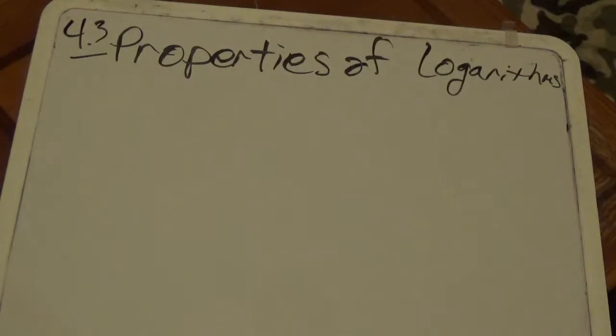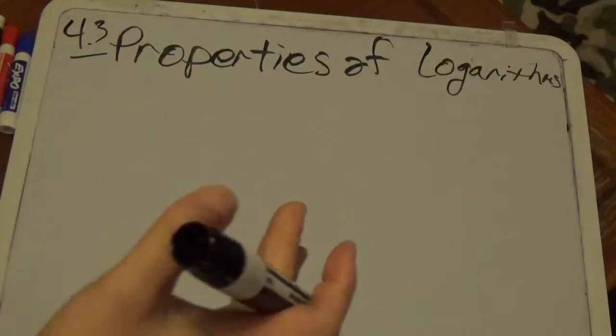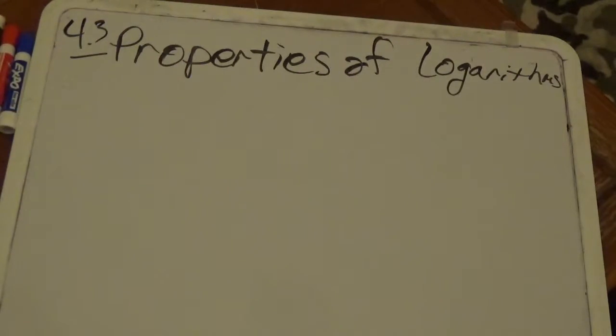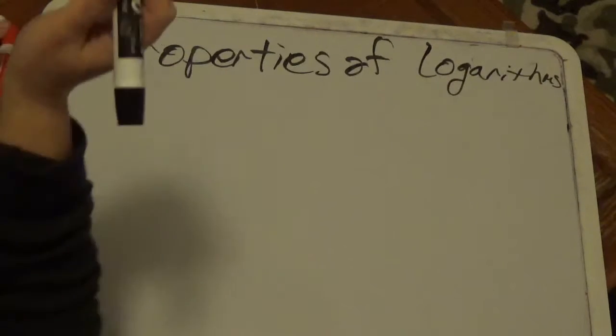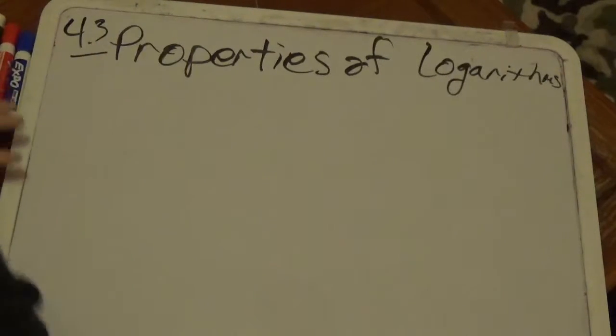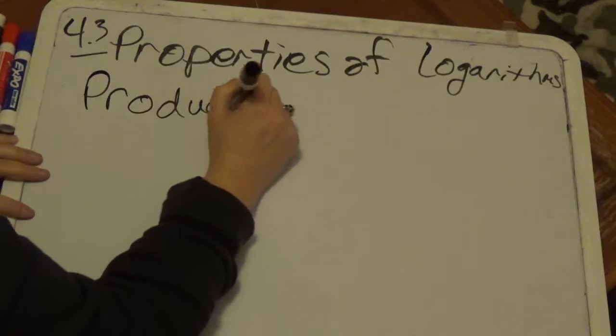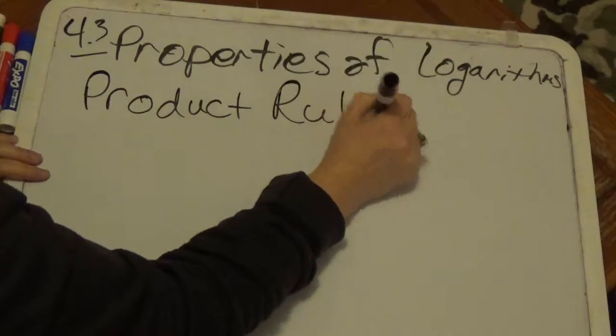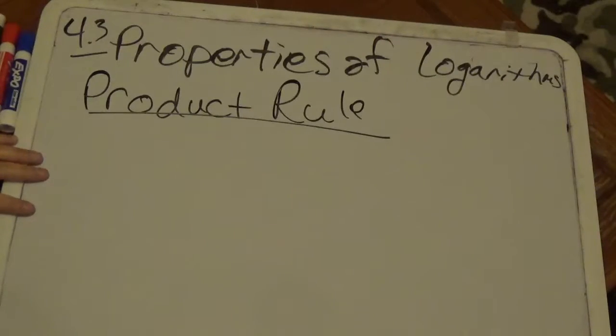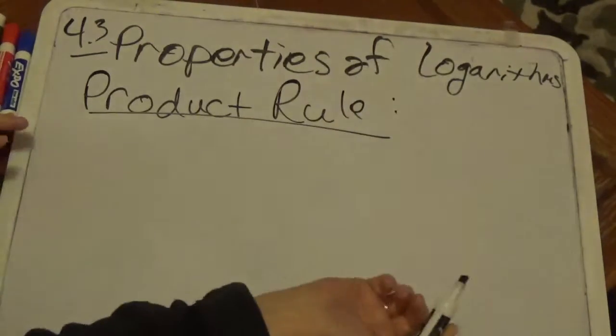So this is section 4.3, Properties of Logarithms. And what we're going to do here is expand our logarithms and condense our logarithms, okay? First we have a few properties that we need to learn about though. So the first one is the product rule. Okay, the product rule. So product means multiply.